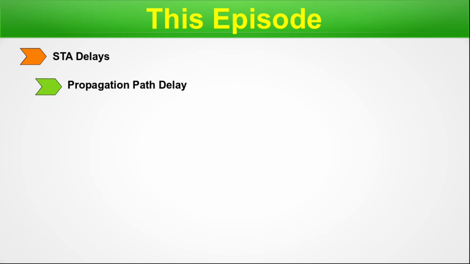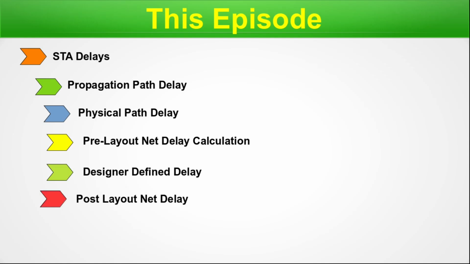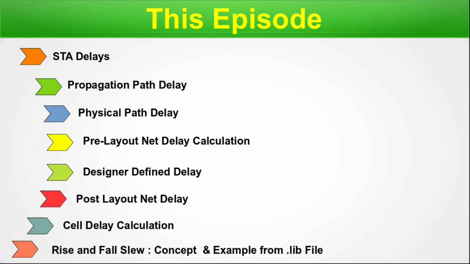So here goes our menu for today. First, we talk about STA delays. Next, we will talk about propagation path delay. We will explore physical path delay. We will talk about pre-layout net delay calculation. We will talk about designer defined delay. We will talk about post layout net delay. Next, we will talk about cell delay calculation. Next, we will discuss rise and fall slew concept and an example from the .lib file. So this is the menu for today. Let's begin without any further delay.